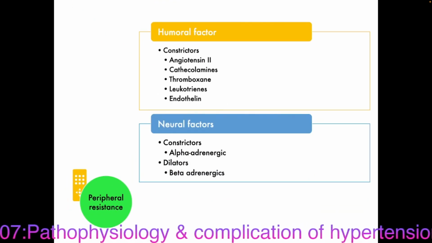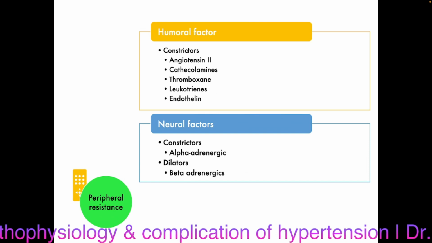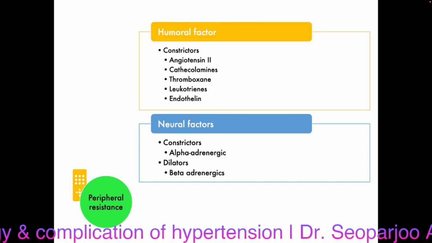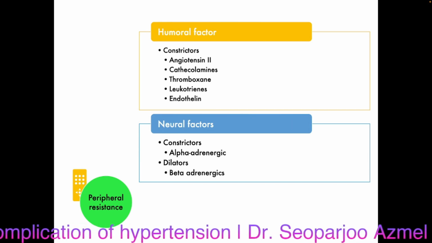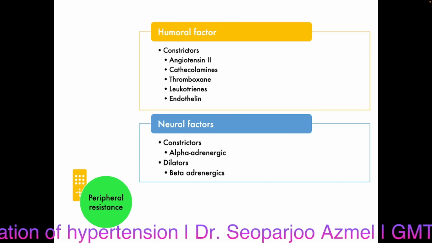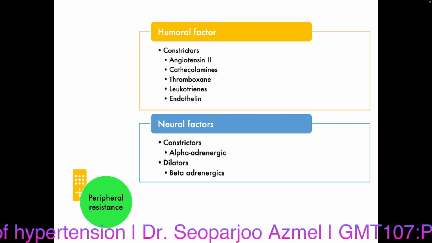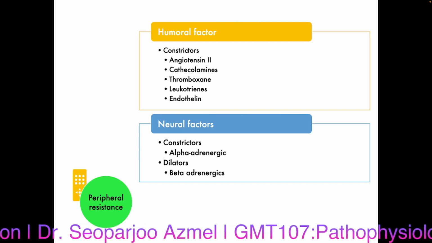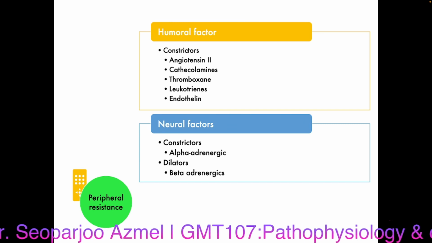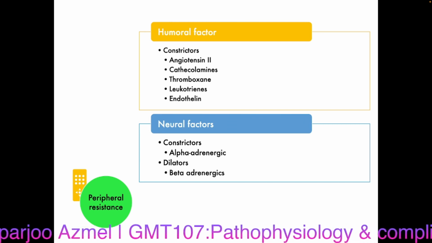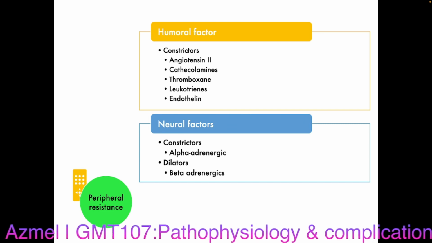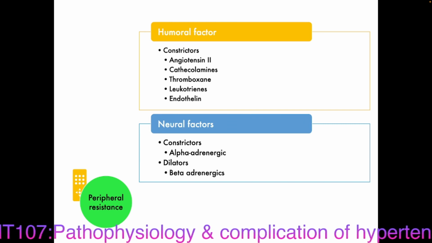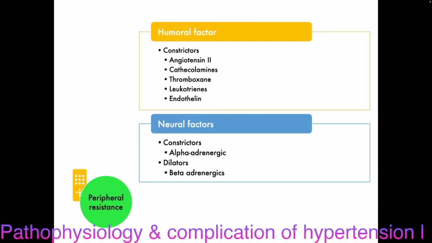For the peripheral resistance, it can be caused by humoral or neural factors. Humoral, as the name implies, is controlled by hormones and also factors such as interleukins, leukotrienes, and endothelins. All of these factors, for example angiotensin 2, catecholamines, thromboxane, leukotrienes, and also endothelin, are vasoconstrictors. So they will increase vasoconstriction. When there is vasoconstriction, there will be increased peripheral resistance.